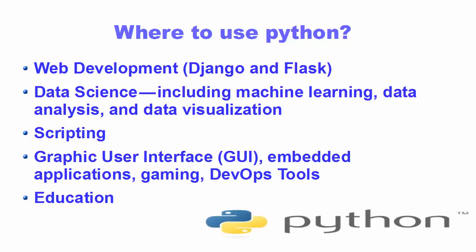Now, as I said, Python is used as a scripting language. That means if you are doing prototyping, it's really efficient to use Python. Python is also used in the development of graphical user interfaces, embedded applications, gaming, and DevOps tools. And at last, because Python is really easy to learn, it's used for educational purposes as the first programming language for teaching programming.